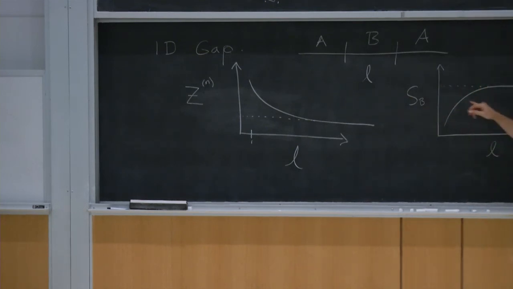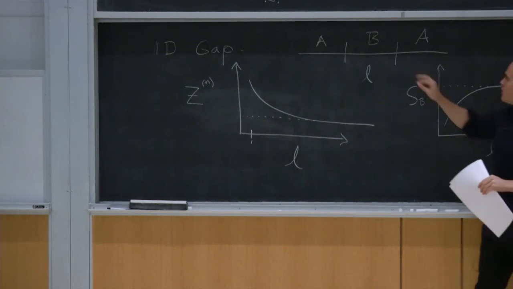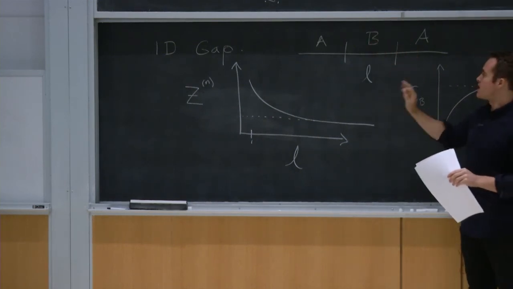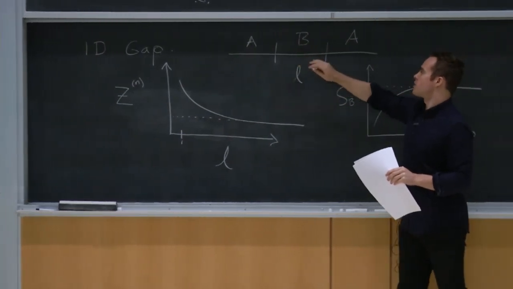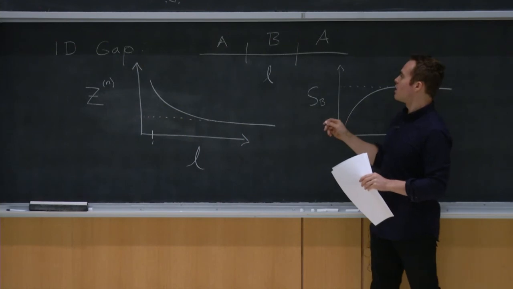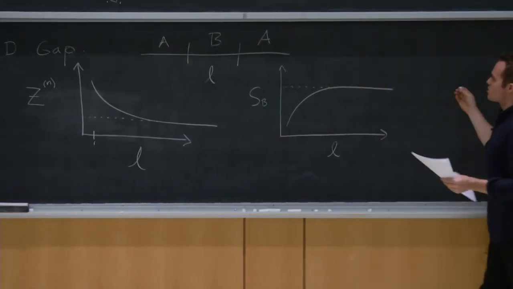And again, the amount of entanglement would saturate as L becomes very large. So this is the so-called area law: even though B can get really big and has a lot of degrees of freedom, if it's gapped, not all of those degrees of freedom can be entangled with A.